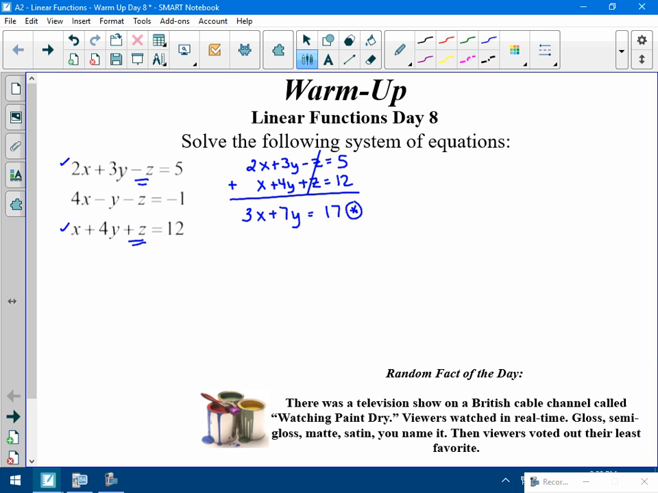So there's one equation. Okay, so now next up, I need to take two other equations and eliminate the same variable. Looking at what we've got, if I want to eliminate z again, which two equations would you pick? Hopefully you're saying that one and that one, the second and third, because they have that same minus z plus z thing going on. So I would take 4x minus y minus z equals -1, and x plus 4y plus z equals 12. And the z's cancel. And I have 5x plus 3y equals 11. And there's my second equation.